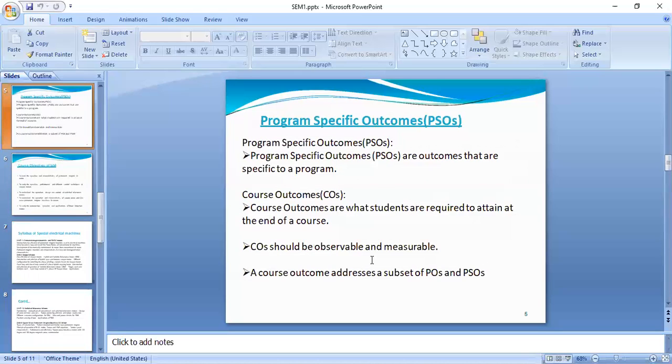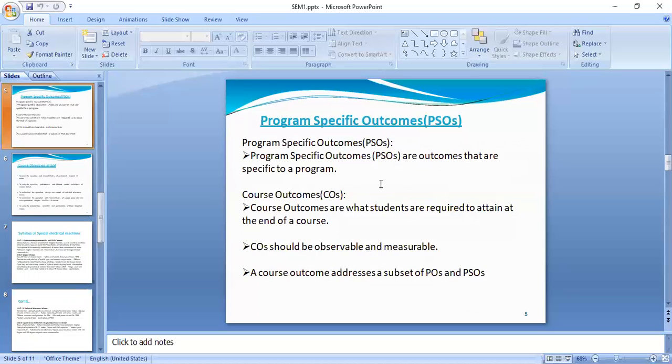Okay. Next one is the course outcomes. Course outcomes are what the students are required to attain at the end of the course. Generally, course outcomes mean what the student is able to do or perform at the end of the course. These course outcomes should be observable and measurable. Also, a course outcome addresses a subset of PSOs and POs. No need to discuss this one.